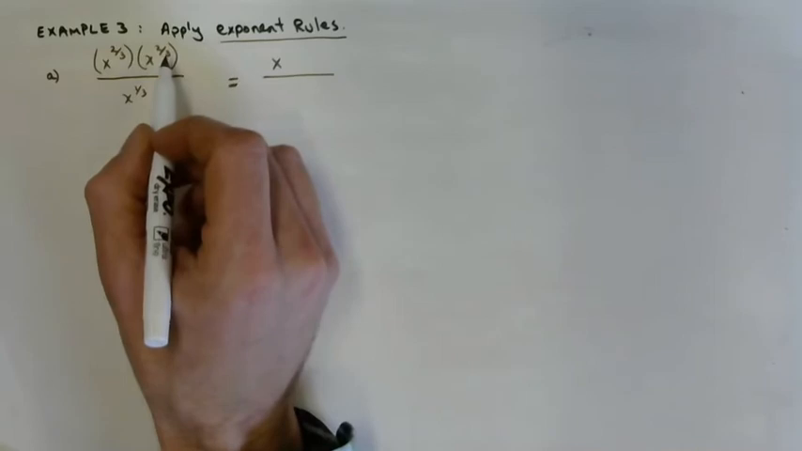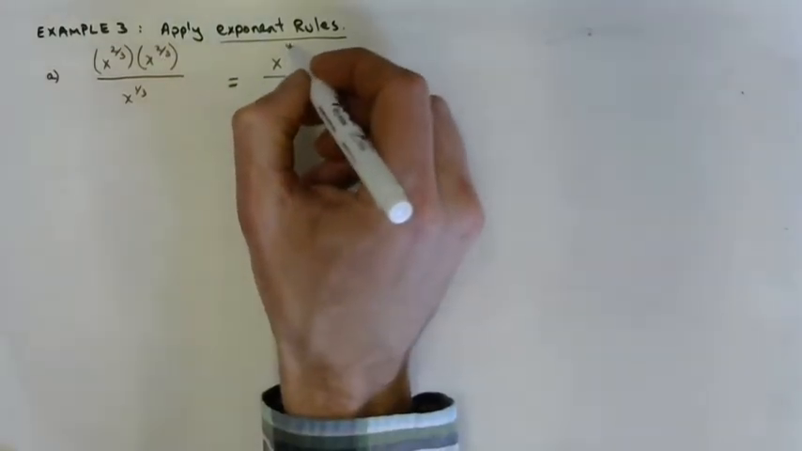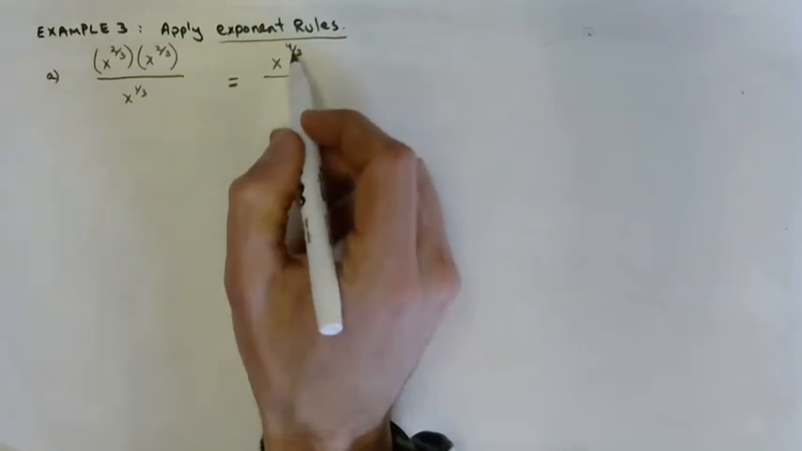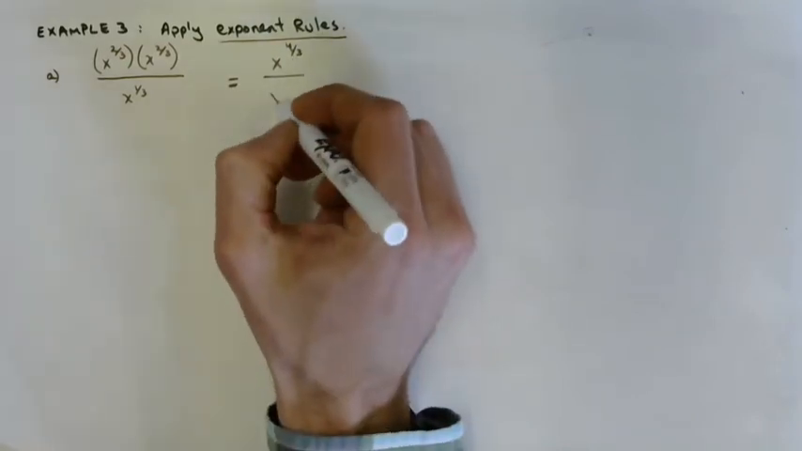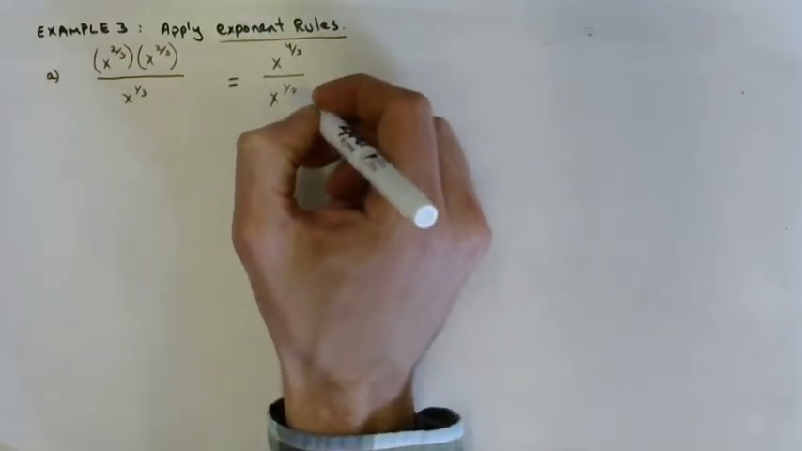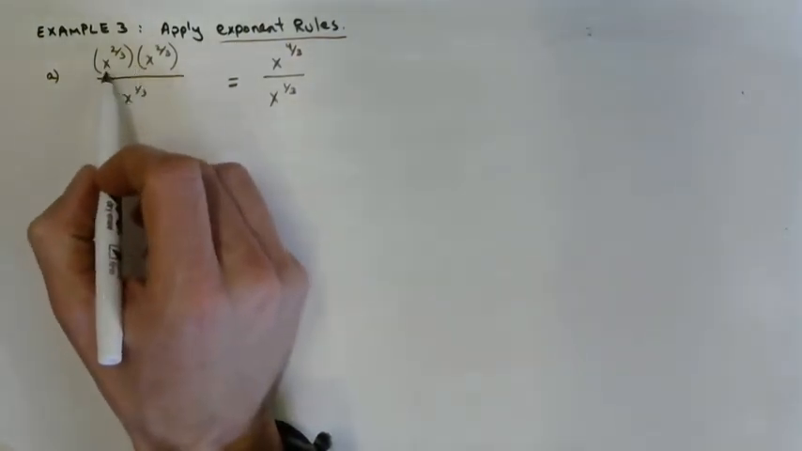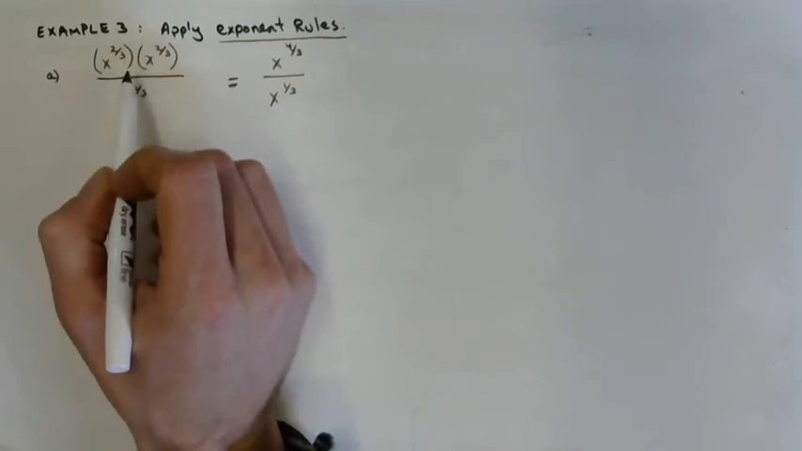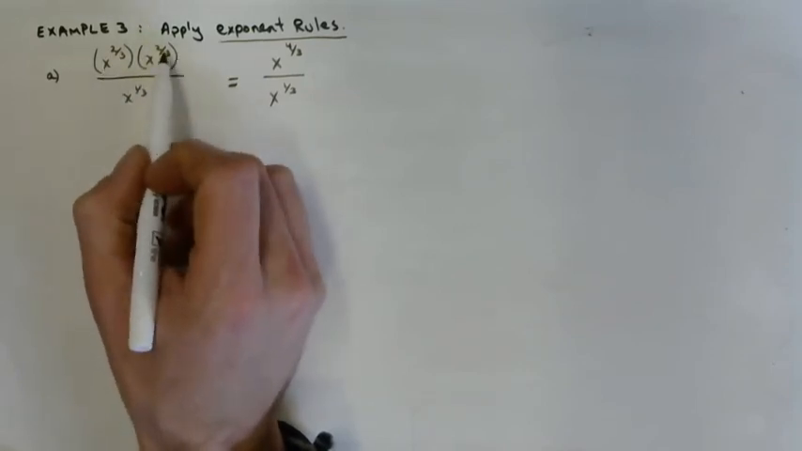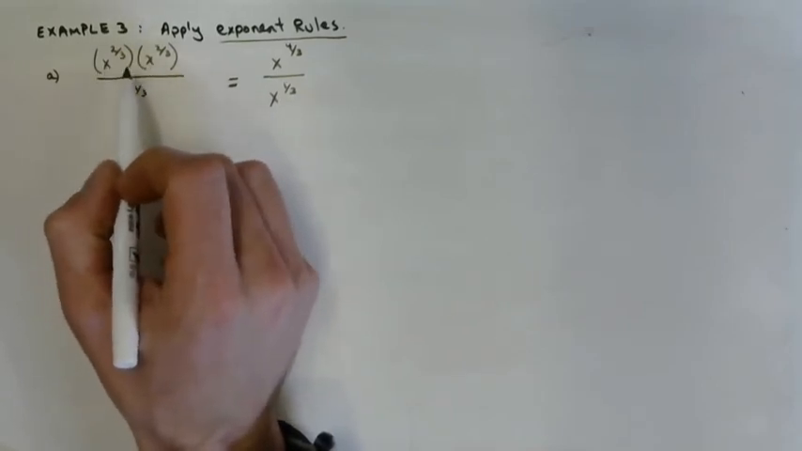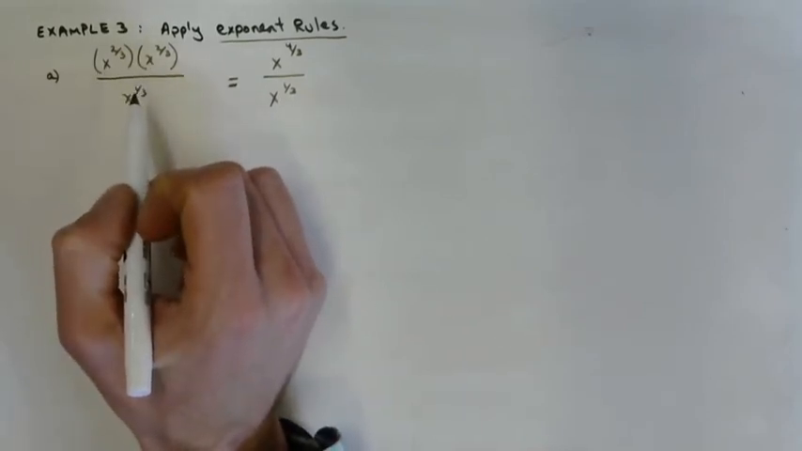So I have 2/3 plus 2/3, which is 4/3. Okay? So the numerator reduces to x to the power of 4/3. The denominator can still be to the power of 1/3, because the product law says that when you have the product of powers, you add the exponents. So you have 2/3 factors here and 2/3 factors here, and they're multiplied together. That means you have 4/3 factors of x.